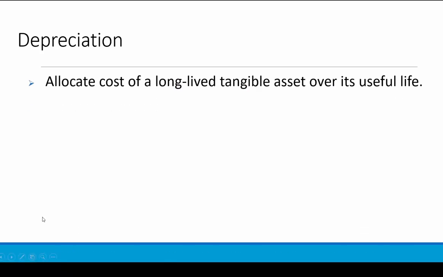All right, so what is depreciation in accounting? Depreciation in accounting is all about allocating the cost of an asset over its useful life. So a lot of people think that depreciation has to do with decreasing in value, which is what depreciation means in regular conversation. But in accounting, we're talking about allocating the cost of an asset over its useful life.